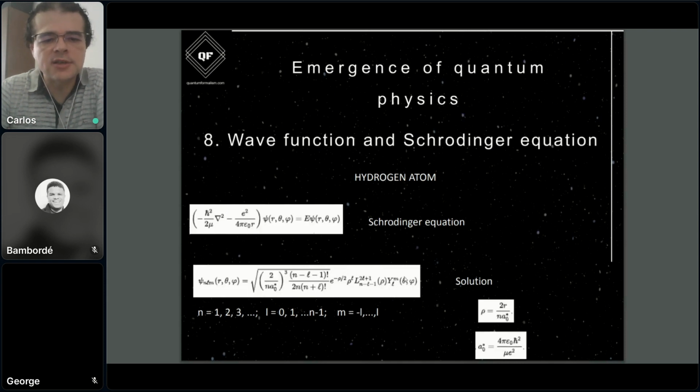These are spherical harmonics, a special type of function, and this I think is the Laguerre function. And here, a is the Bohr radius. Okay, this is just an example.